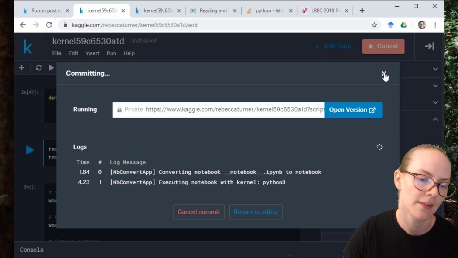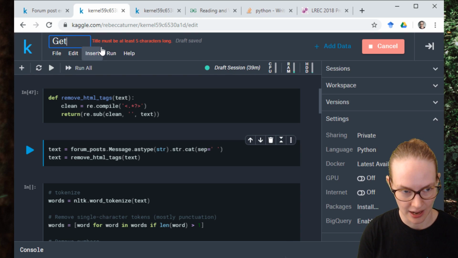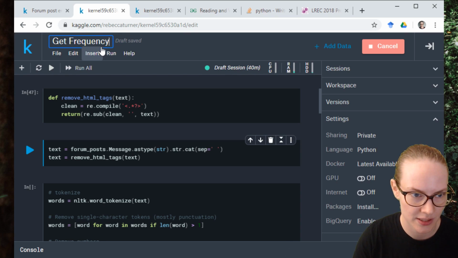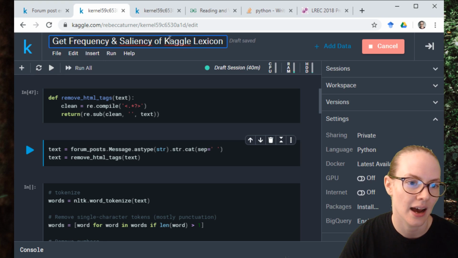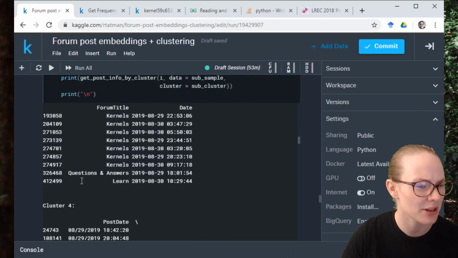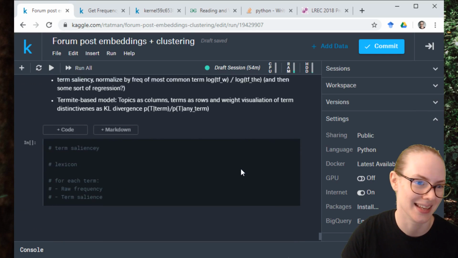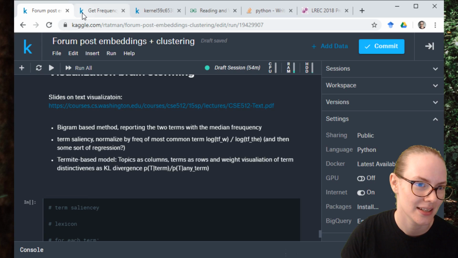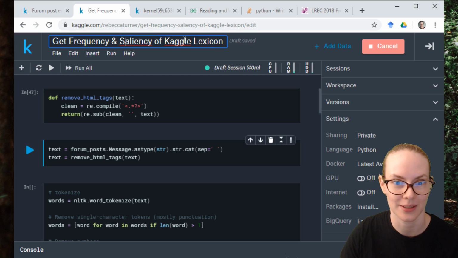And I'm going to actually close this and change the name of this. Get frequency and saliency of Kaggle lexicon. Saliency. Is that how you spell saliency? I'm pretty sure that's how you spell saliency. Saliency is just sort of noticeability, is the thing that means. Yeah, the term is really overloaded in linguistics, but we still use it.